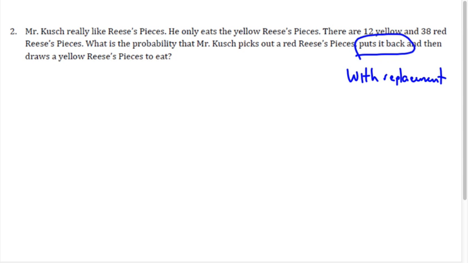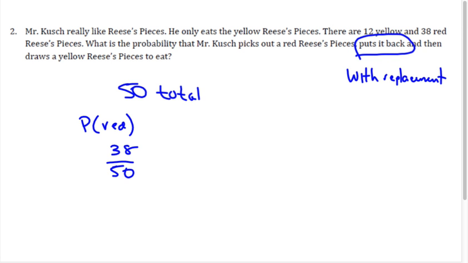So 12 yellow, 38 red, 50 total Reese's Pieces. So what's the probability Mr. Cruz picks out a red Reese's Piece, puts it back, and then picks up a yellow? Well, for red it's going to be 38 out of 50. He looks at it, decides he doesn't want the red one, and puts it back. Now, what's the probability he picks up yellow? Well, since I put it back, there's still 50 of them, and there's still 12 yellow. So that's what I want to multiply by right there.